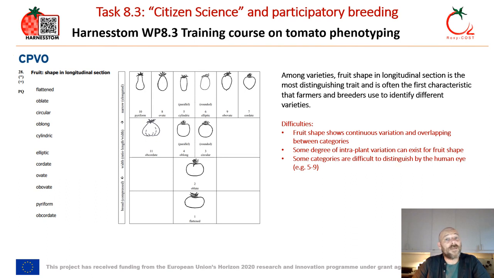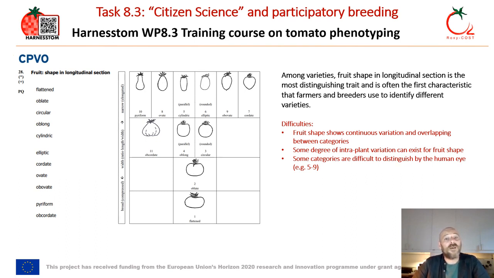Despite these measures being easy to obtain, our main interest is generally to classify our varieties into different fruit shape categories. In this sense, fruit shape in longitudinal section is the most distinguishing trait, and is often the first characteristic that farmers and breeders use to identify different varieties.